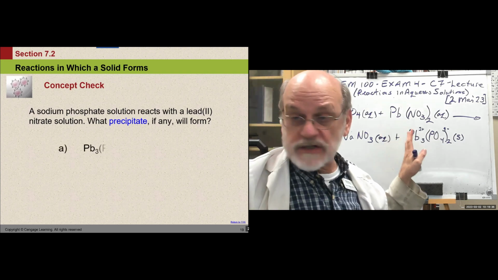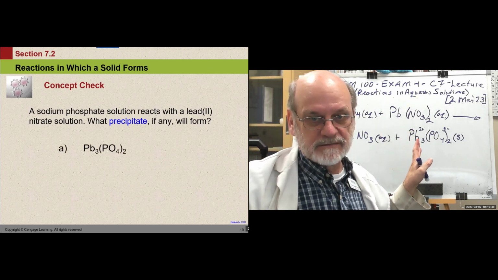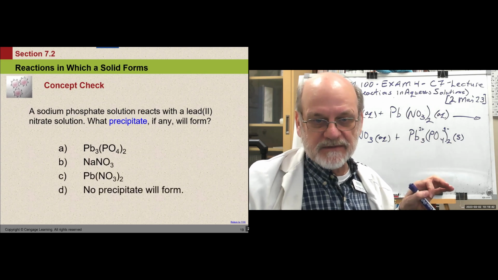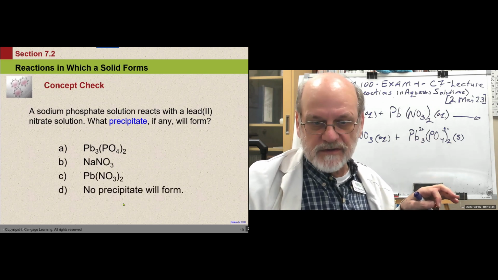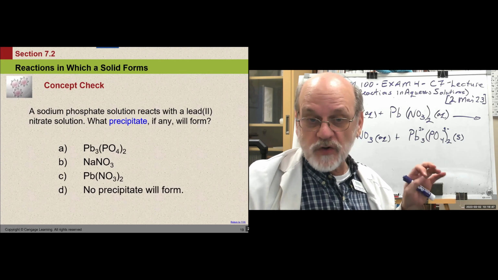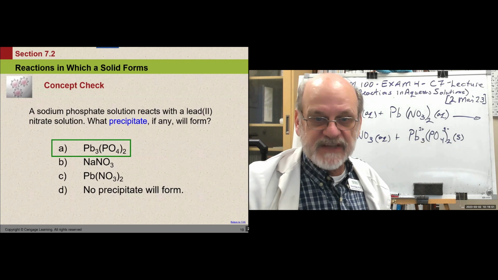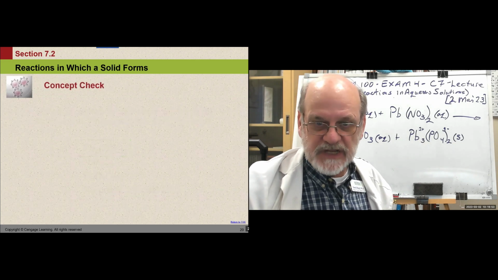Now, that equation is not balanced yet. But the question was, what is the precipitate? These are your choices. And the choice that we find is this one right here. Lead 2 phosphate. That's the precipitate.